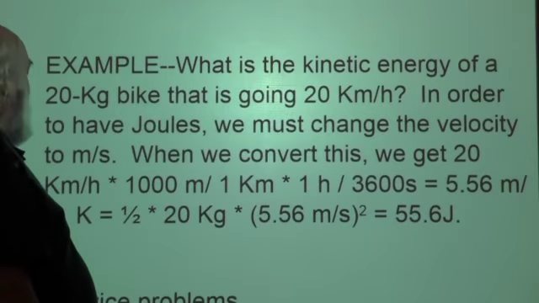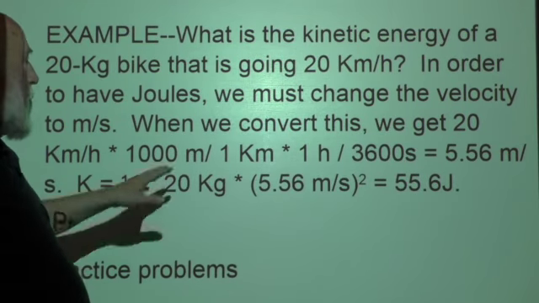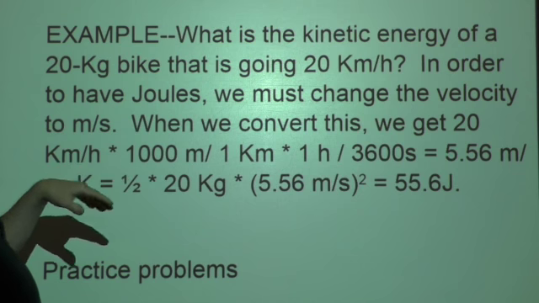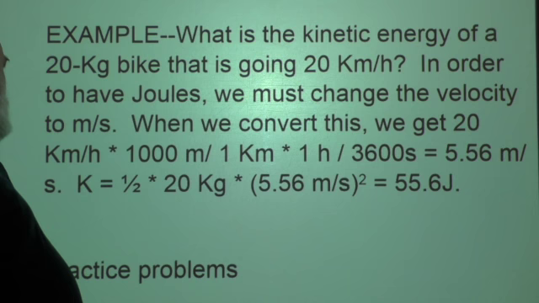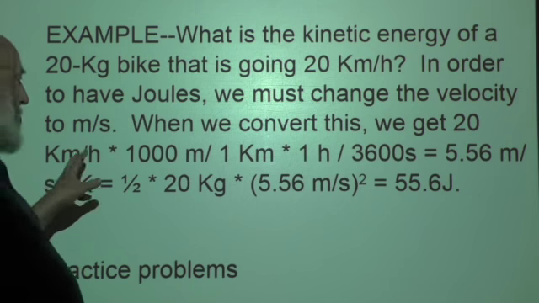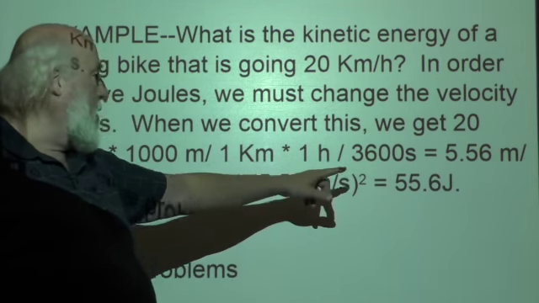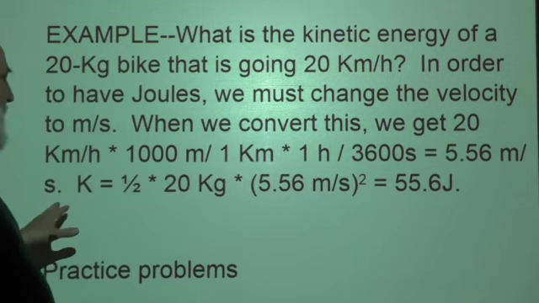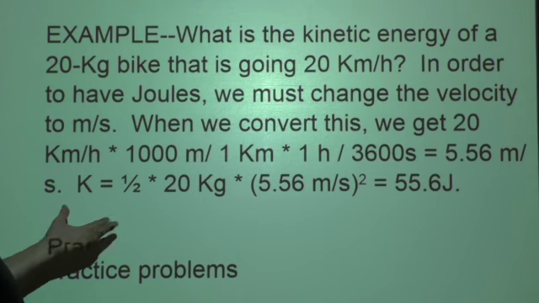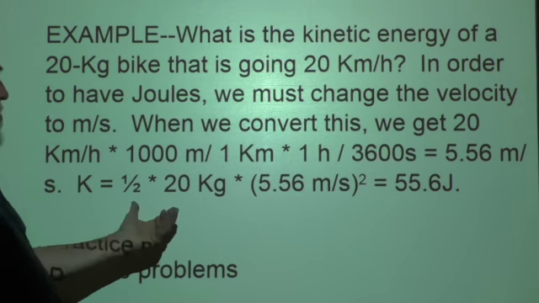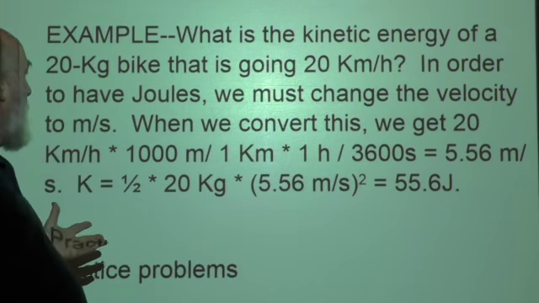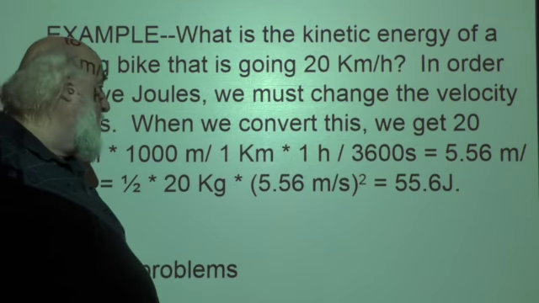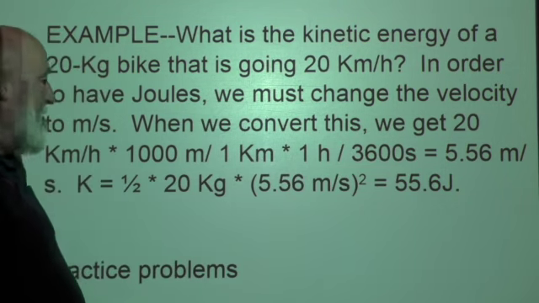All right, so let's take a look at an example. What is the kinetic energy of a 20 kilogram bike that is going 20 kilometers per hour? In order to have joules, you must change the velocity to meters per second. So if you do that, and this is the conversion right here, we get 5.56 meters per second. So K is 1/2 times the mass, 20 kilograms, times the velocity, 5.56 meters per second, squared, and we get 55.6 joules.